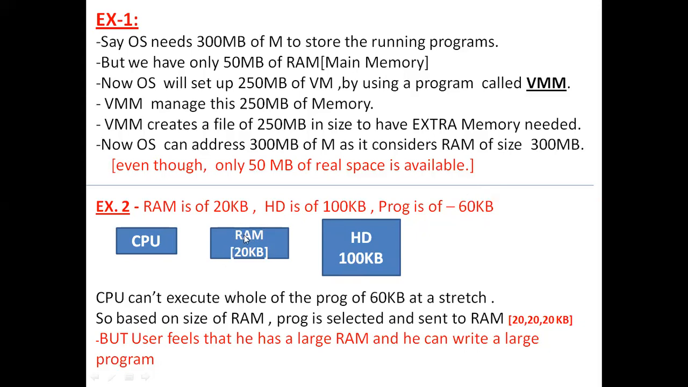For a simple example, the values taken here are: our program is of 60 KB. Hence, 60 KB is not directly stored in 20 KB of RAM. So this 60 KB will be divided into 3 parts. Each part is of 20 KB, and each part will be loaded one after the other, so that the CPU can execute that particular part of the process.